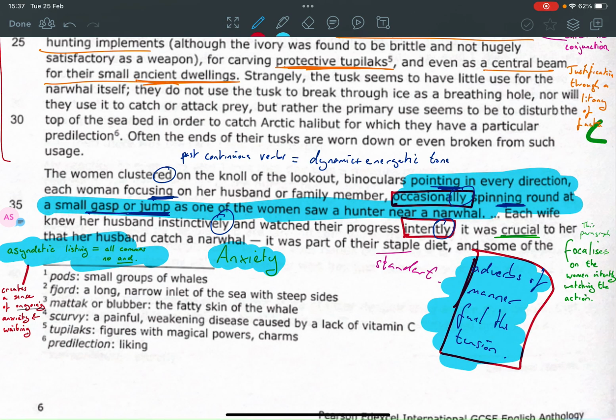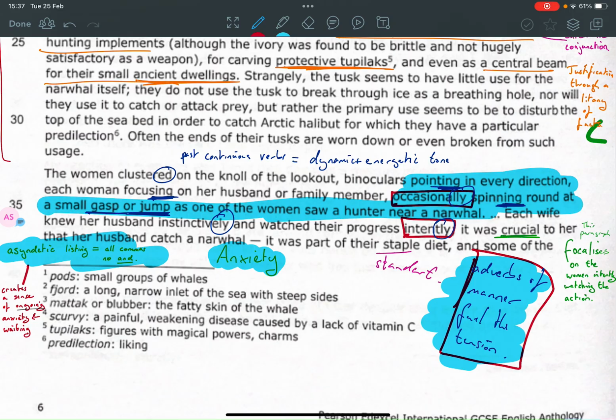The women clustered on the knoll of the lookout, binoculars pointing in every direction, each woman focusing on her husband or family member, occasionally spinning round at a small gasp or jump as one of the women saw a hunter or a narwhal. So two things to pick up on there. One, the dynamic past continuous verbs: pointing, spinning, and focusing. But also, that's a very long sentence. That is a long, compound, complex sentence, and it builds a sense of tension.